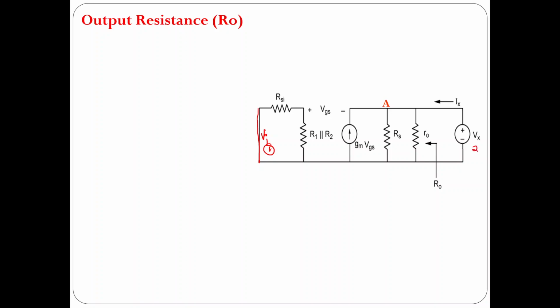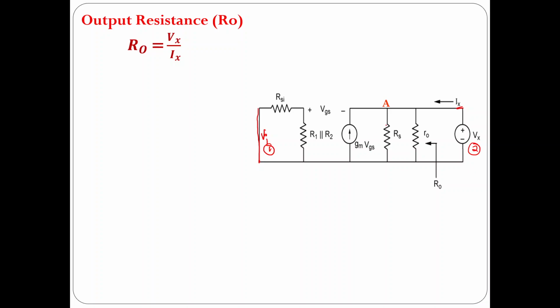The second thing is we connect a known voltage source across the output. Say it is Vx. Due to this known voltage source, I have a current that is said to be Ix. So, for this circuit, we are going to determine the value of the output resistance. So, Ro is equal to Vx by Ix. Now, we are going to find out the expressions for this and substitute here in order to get Ro.